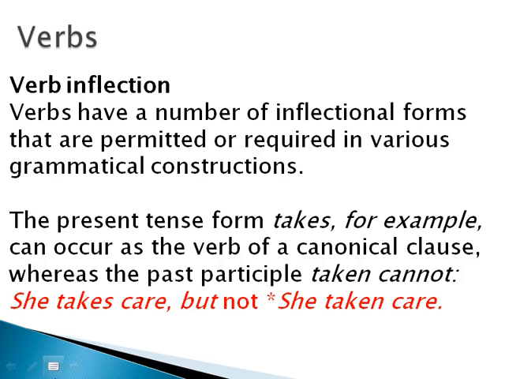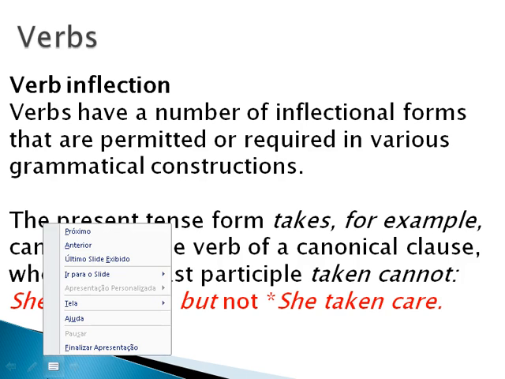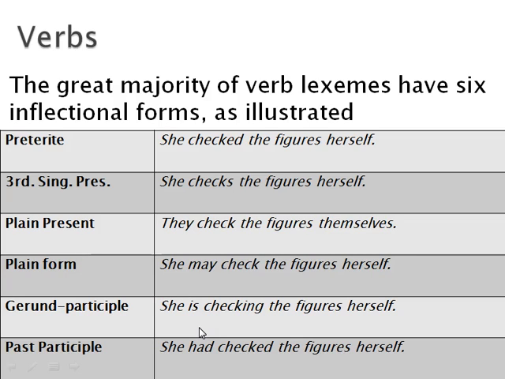As you know, some forms have a place to occur, a context for occurring. So, the inflectional forms of the verbs are the following. The great majority of the verbs, lexemes, have 6 inflectional forms in English. The preterite, the third singular present, the plain present, which we normally call infinitive without to. It's the plain form. The gerund participle, because it can either be gerund or participle, and the past participle.